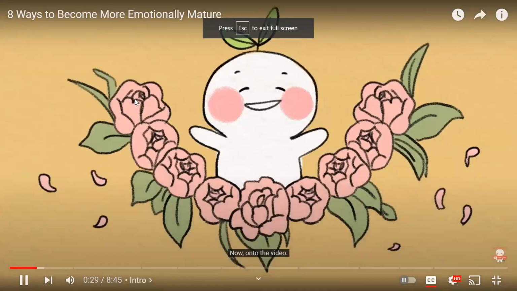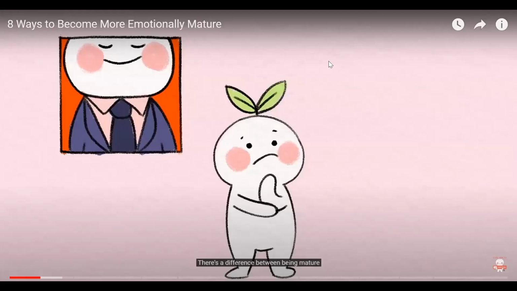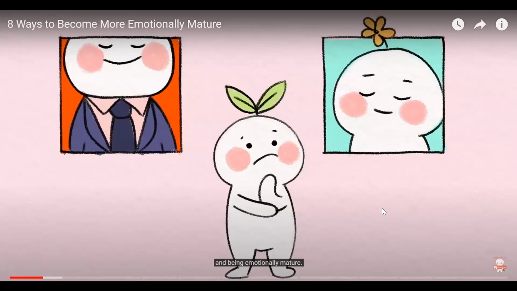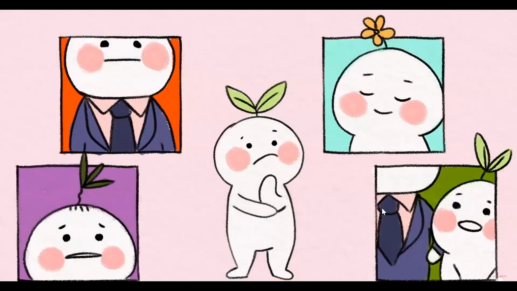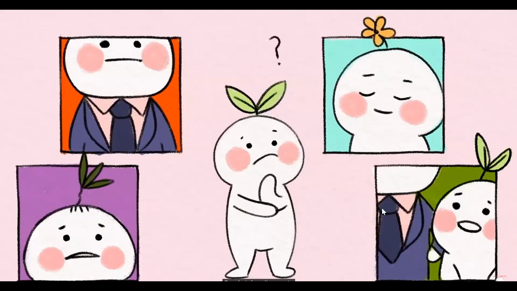Are you emotionally mature? There's a difference between being mature and being emotionally mature. You can have a receding hairline and be over 6 feet tall and still not be emotionally mature. So, what does it mean to be emotionally mature?